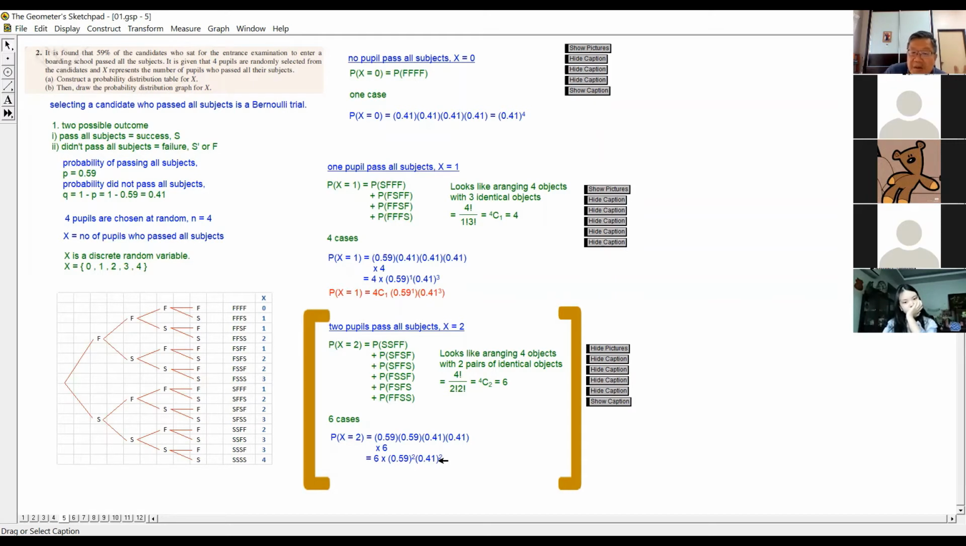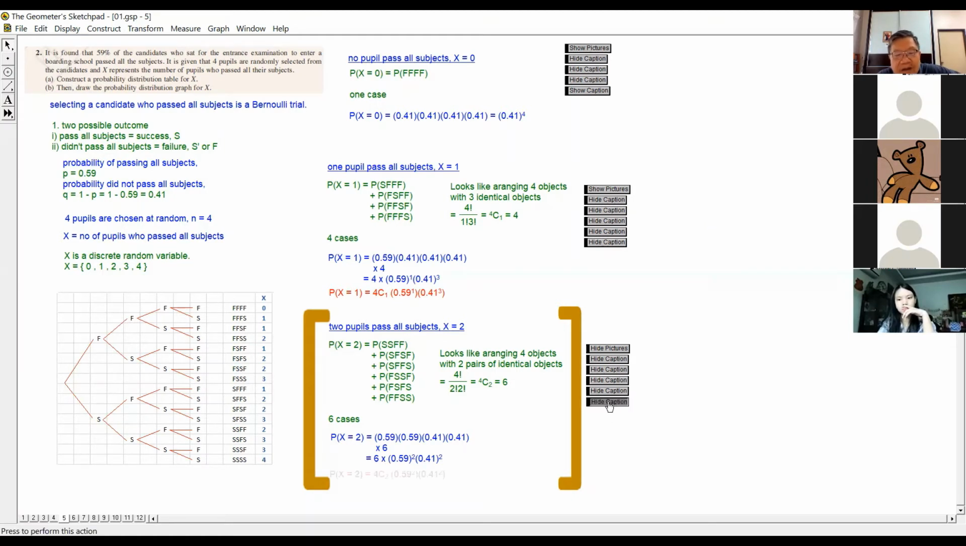This will give me the probability of x equals to 2, the probability of 2 success. This will give me the probability of 2 pupils passing all the subjects. So 2 people passing all the subjects means 2 success. In any question, you can always count them as success and failure. No need to say 2 pupils pass or 2 white cars, 2 green cars. We just say success and failure. So this is the probability.